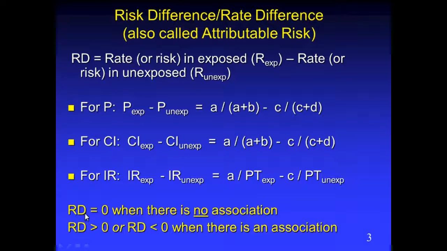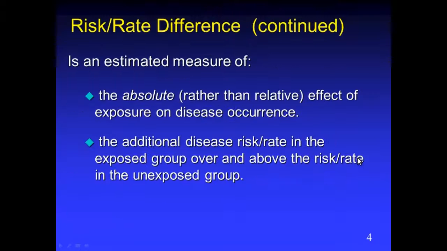And so if the risk difference is 0, then there is no association between the two. In other words, if it's 0, then the risk is exactly the same in the two groups. If it's greater than 0, then the exposure is associated with a higher risk, and if it's less than 0, then the exposure is associated with a lower risk, in which case there may be some sort of protective relationship. But the calculation is very straightforward.